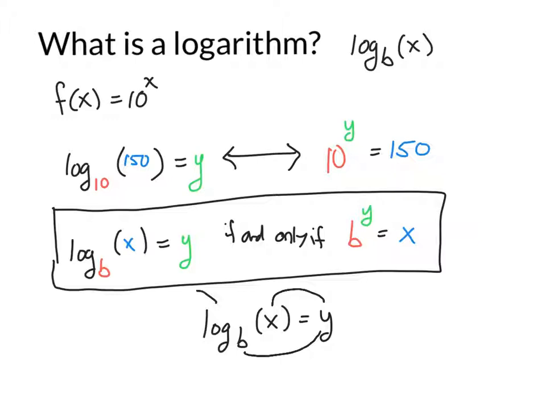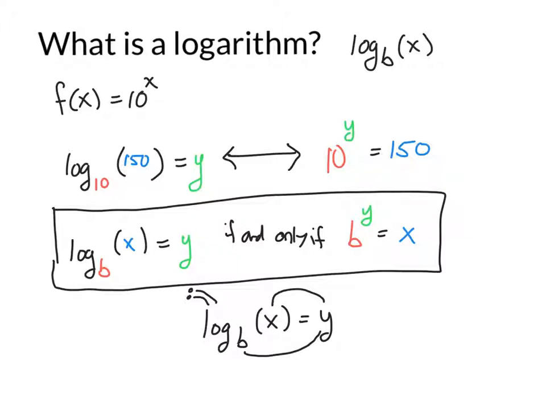Now they call it the snail method because if you add a little ears over here, you can see that this looks like a snail. So, cute little way to remember b to the y is equal to x. So this is our basic definition of a logarithm.